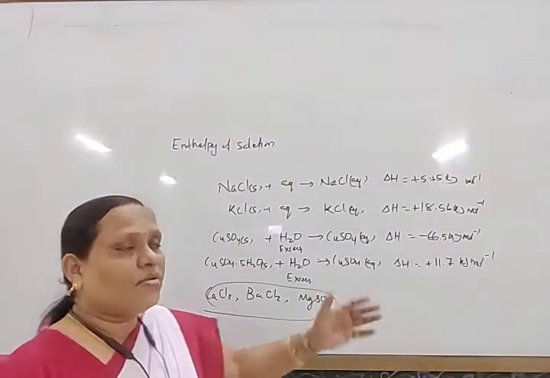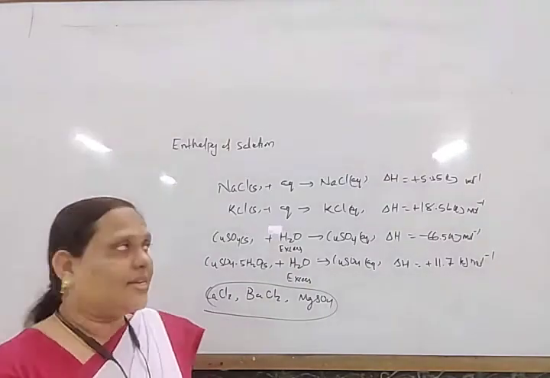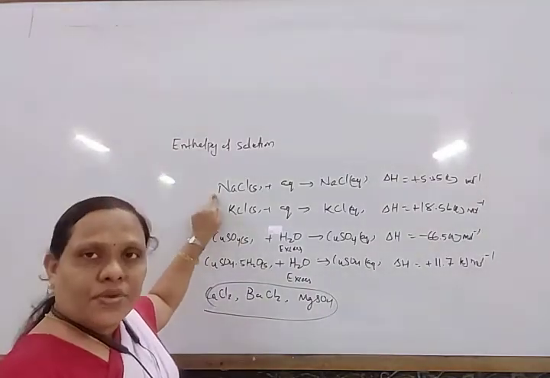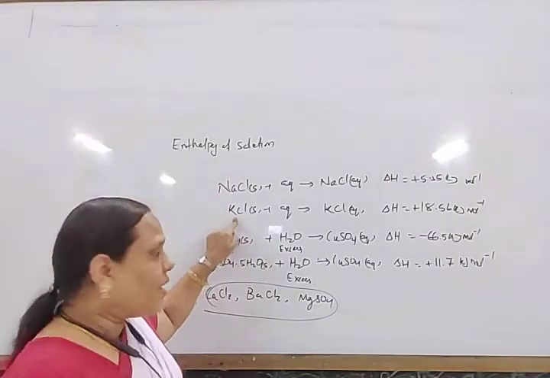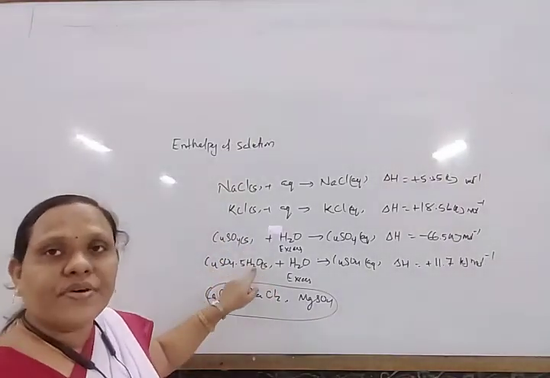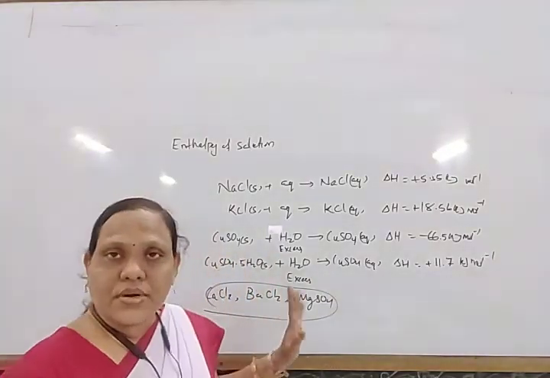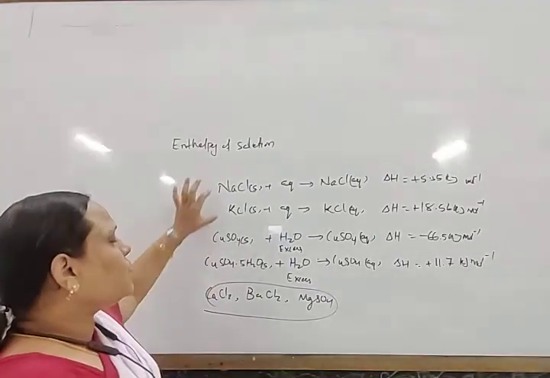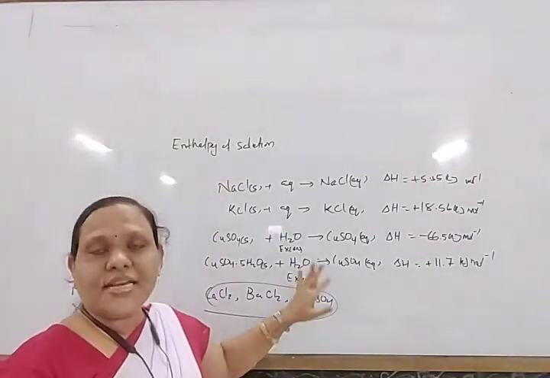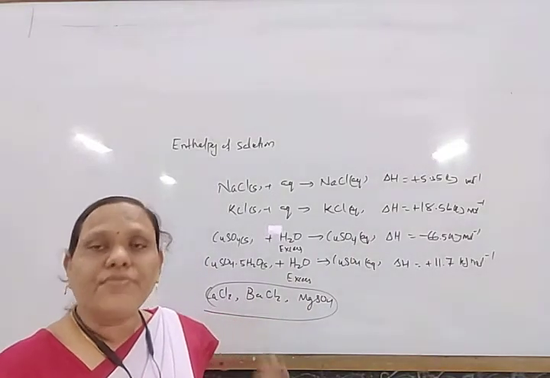So the salts which can form hydrates generally have a negative value of enthalpy of solution. But those which do not form hydrates, such as sodium chloride and potassium chloride, do not form hydrates. Similarly, CuSO4.5H2O is already in hydrate form and does not form a further hydrate. These salts which do not form hydrates generally have a positive value of enthalpy of solution.